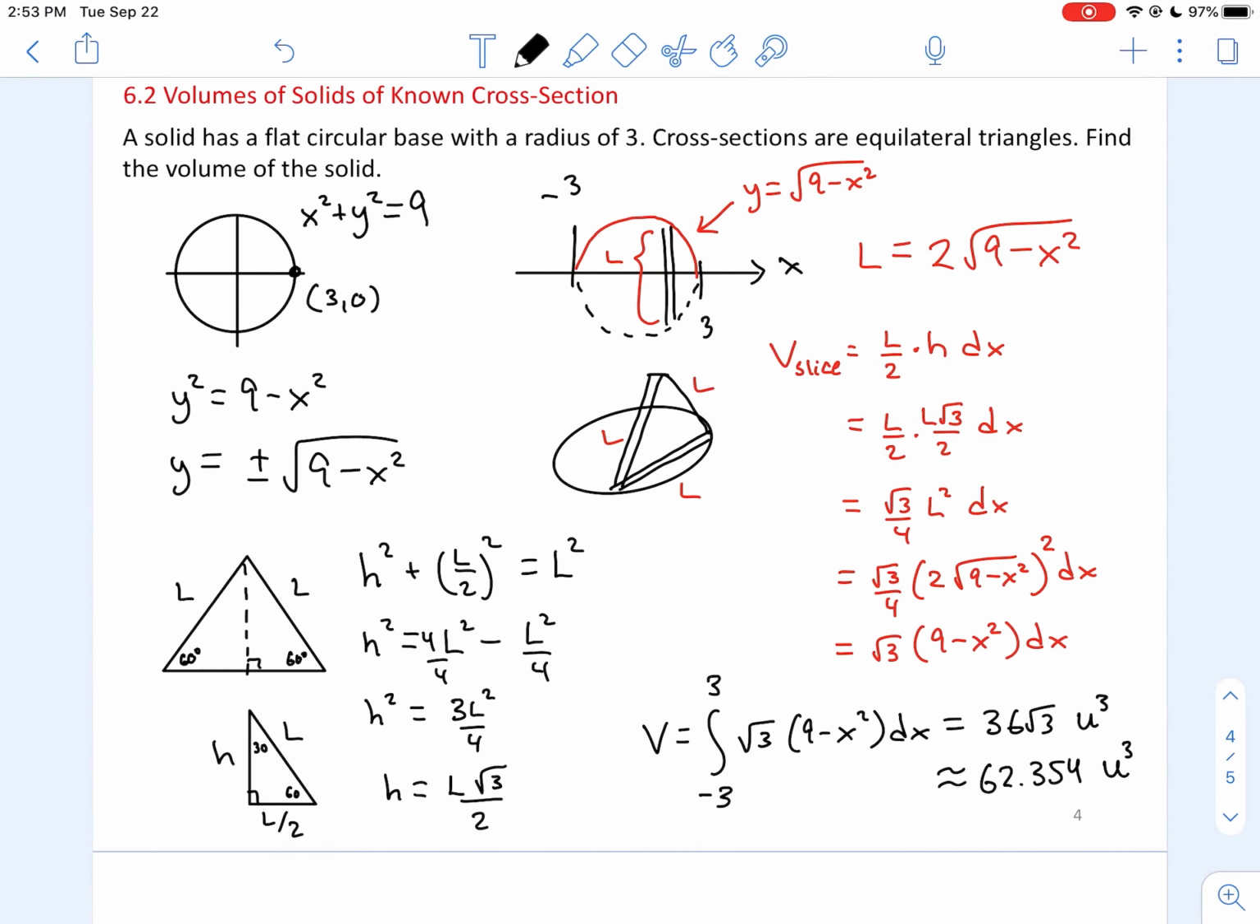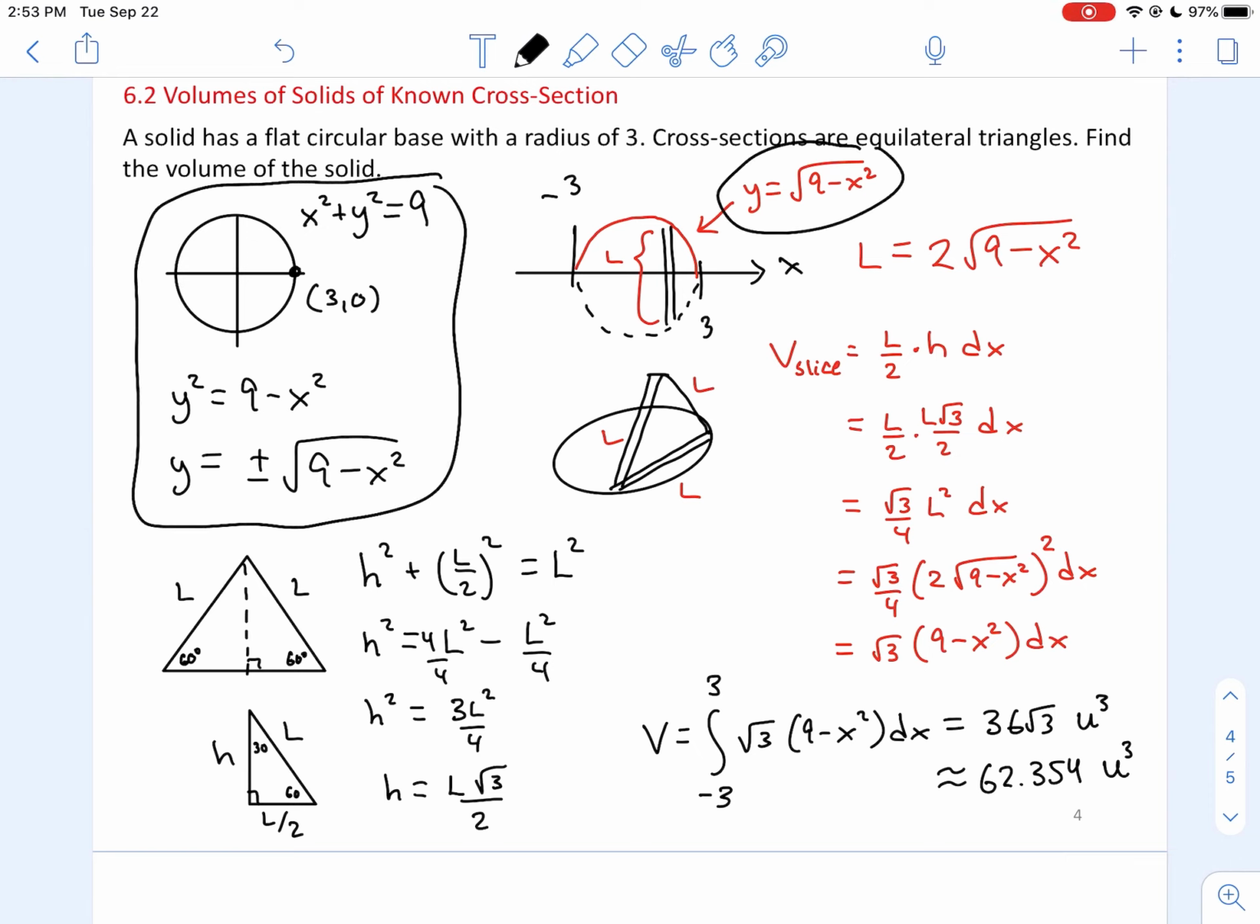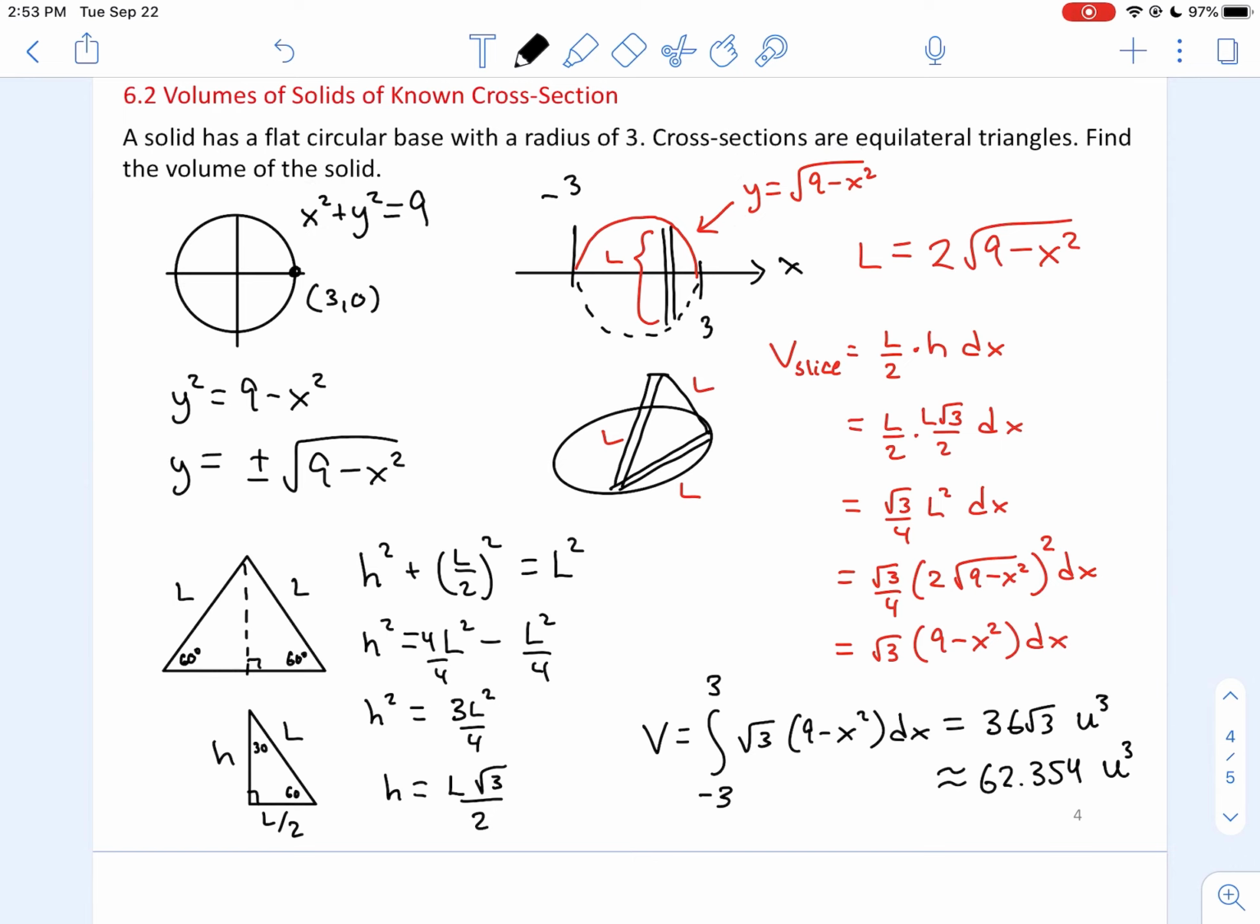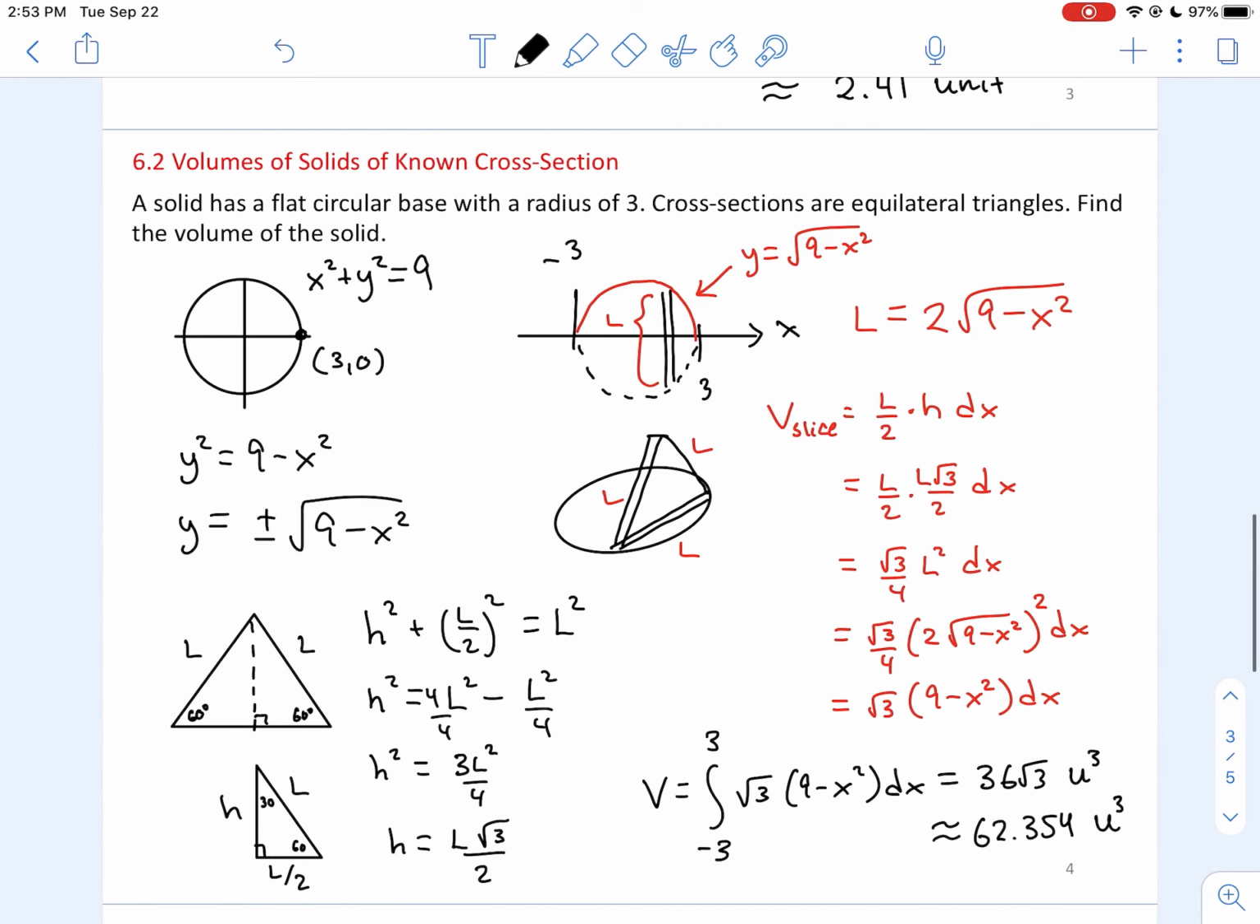All right, so this example showed us several things that maybe you were a little bit rusty on. That first thing being, hey, what happens if you are working with a circle and you want to just look at the top half of it as a function? And also a thing that we reviewed was how to do a little bit of geometry with some equilateral triangles. And that's it.